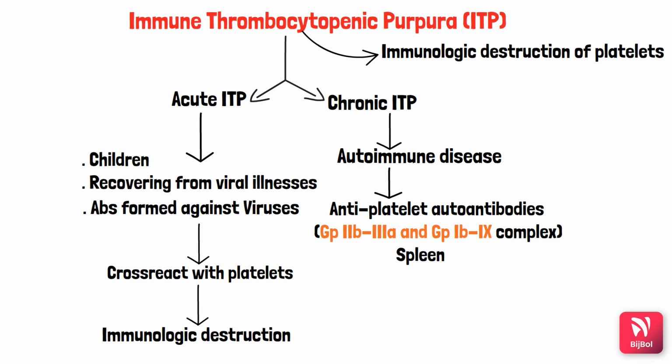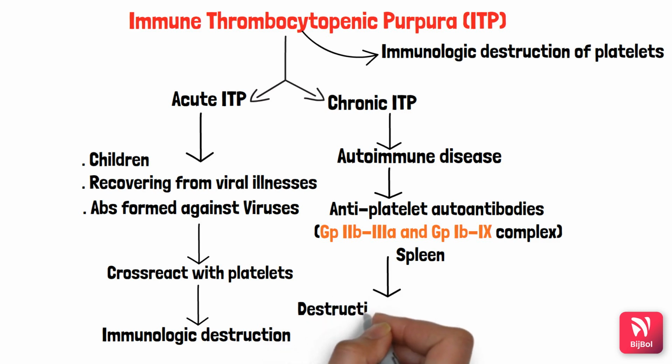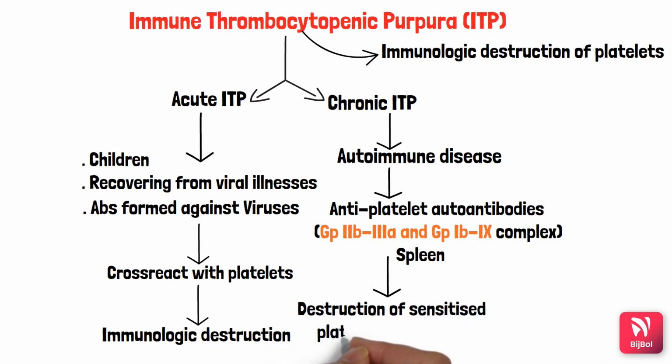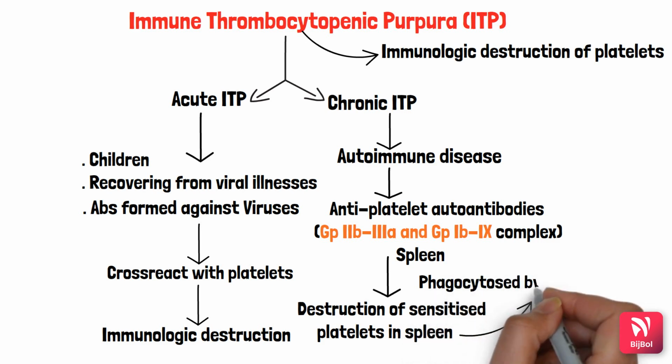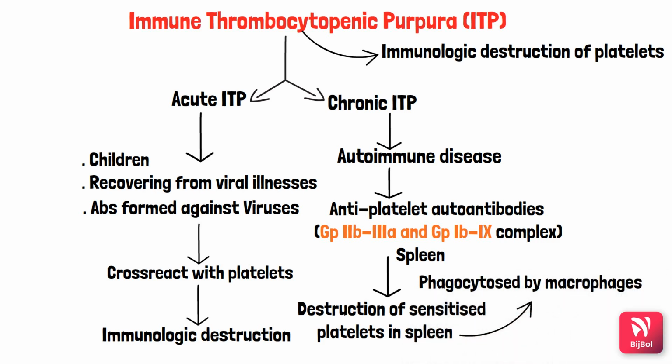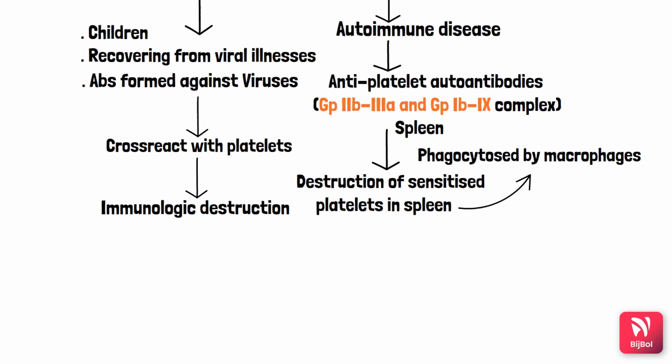So whenever these platelets enter the spleen, they cause the destruction of these sensitized platelets, that too within the spleen itself. So as destruction has occurred, they have to be removed from the circulation, right? So it will activate the phagocytes, resulting in phagocytosis. So phagocytosis will occur by macrophages, resulting in again immunological destruction of platelets. So one is acute, wherein viral antibodies will cross react, and the other is an autoimmune disease, and the chronic form will occur in adults. So now let's see clinical features.